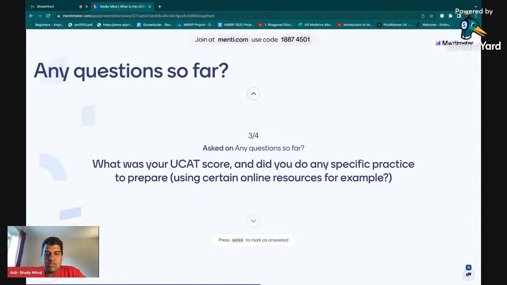What was your UCAT score, and did you do anything specific to prepare, using certain online resources, for example? Yes, I did use quite a lot of online resources. I think my score was 2830, 2850, something of that sort. The section I scored highest in was quantitative reasoning because I just like numbers, and if you keep doing as many questions as you can, you're bound to get good at it. It's a sort of muscle memory activity as opposed to logical thinking sometimes.